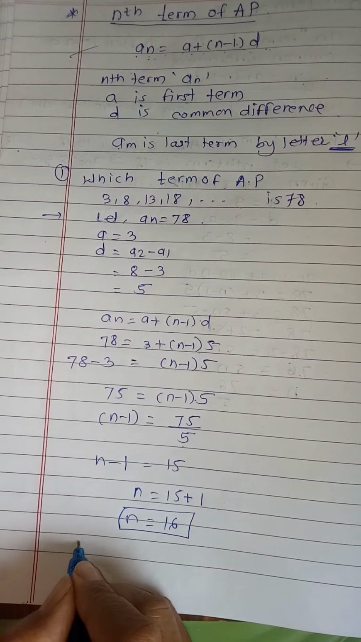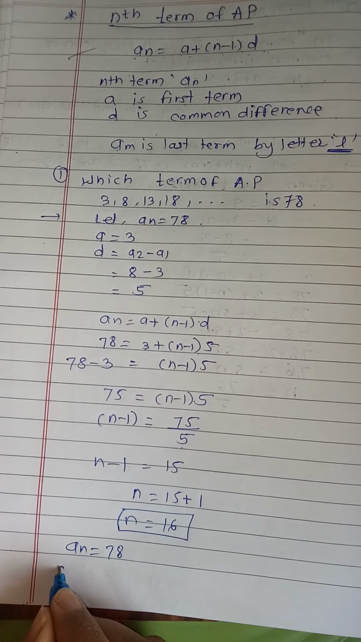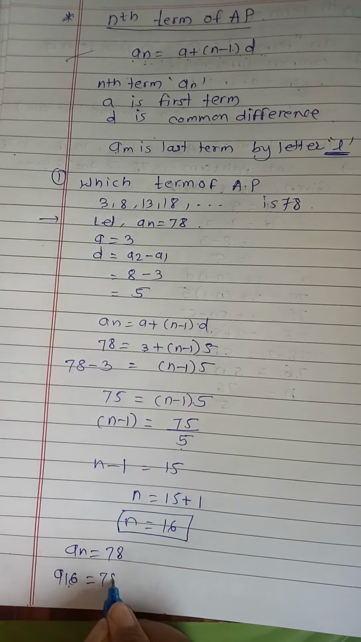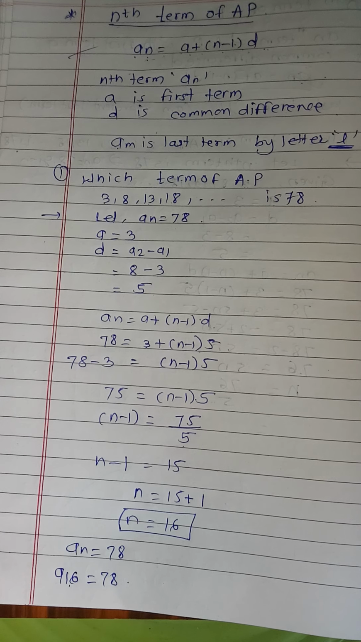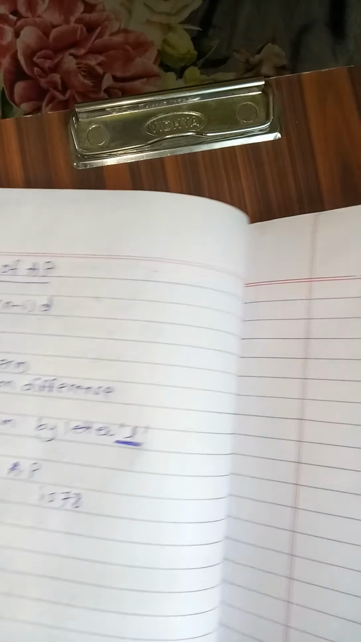That is, an = 78 is given, so a16, that is the 16th term, is 78 in the given arithmetic progression. So by using this we solve your second example.